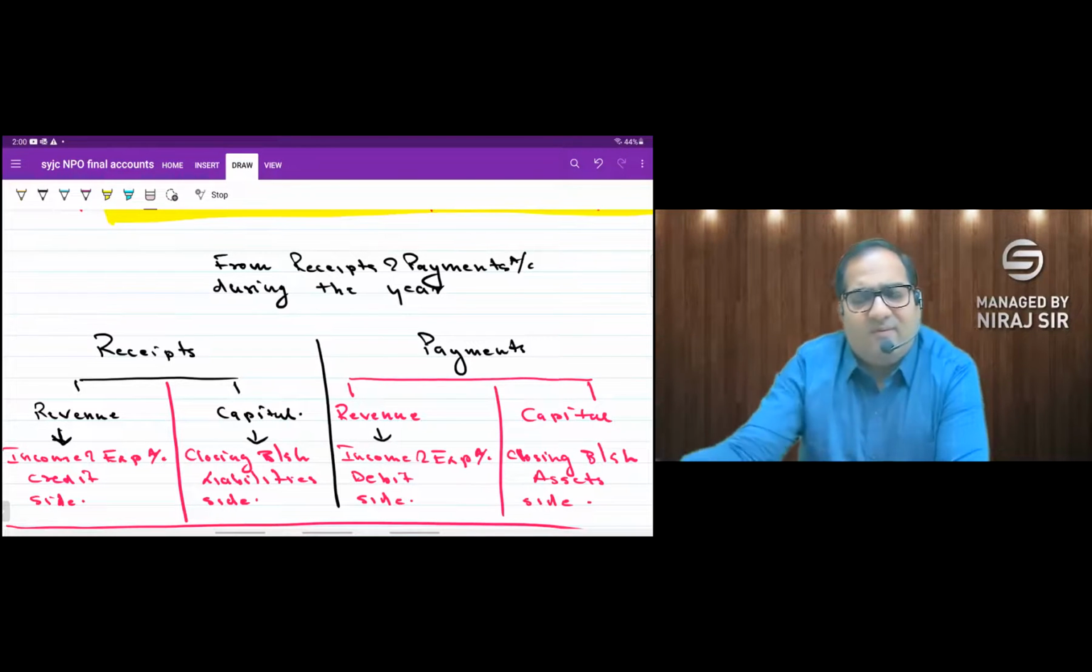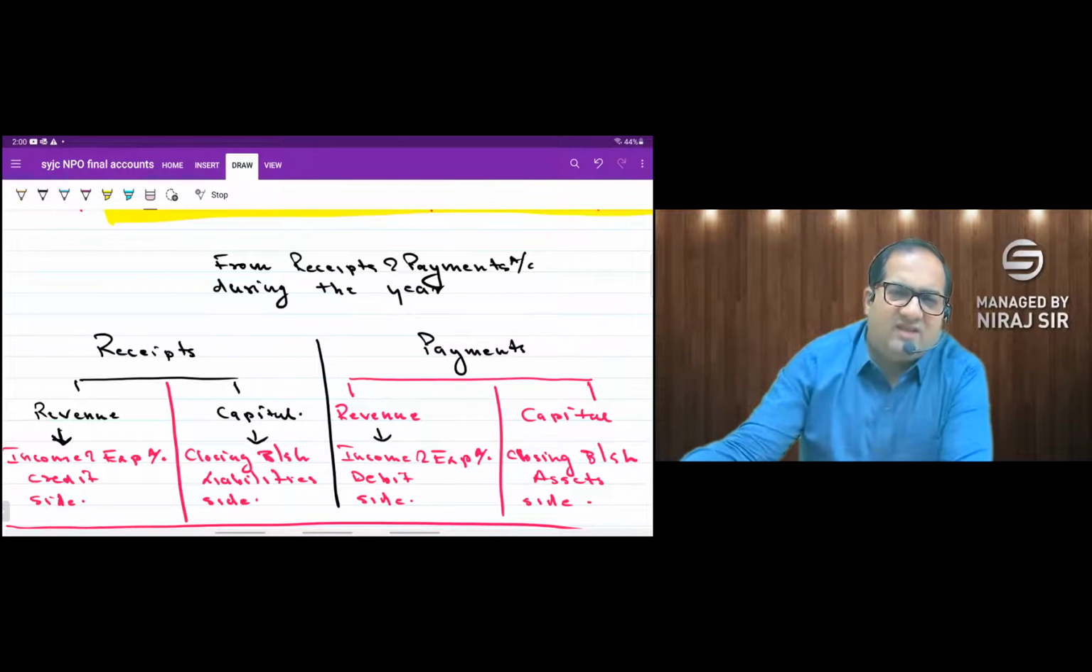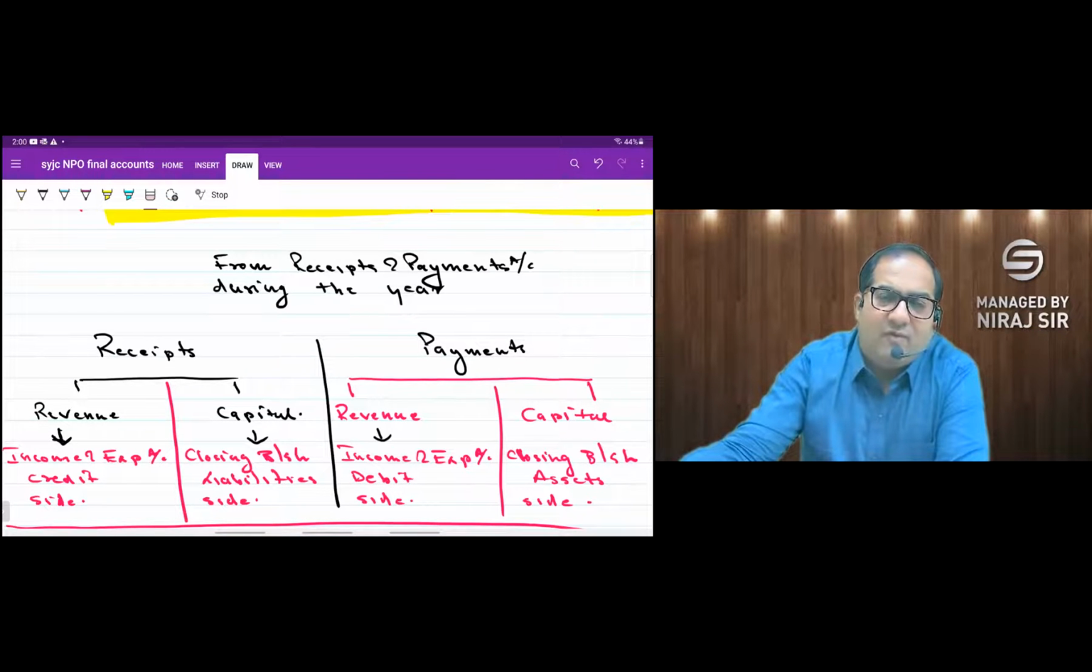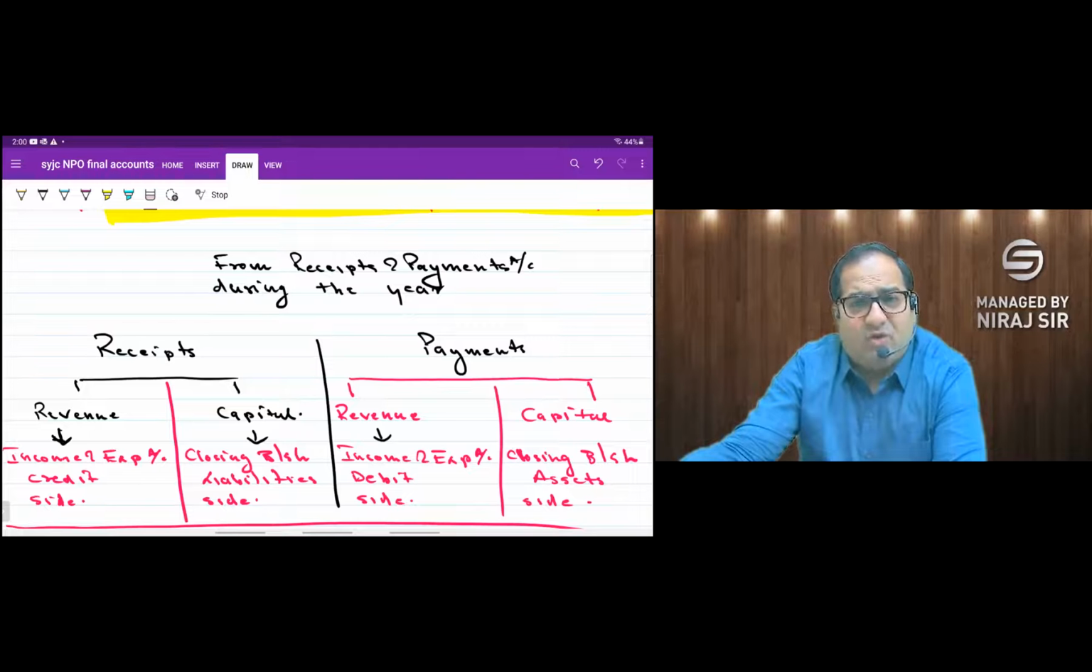ये सब क्या है for a non-trading? See, there won't be any sales for a non-trading and non-profit making corporation, right? So, इस non-trading, non-profit making organization की income क्या होगी? Fees, subscriptions. सर सिर्फ फीस और सब्सक्रिप्शन नहीं होंगे सर, डोनेशंस भी होंगे.